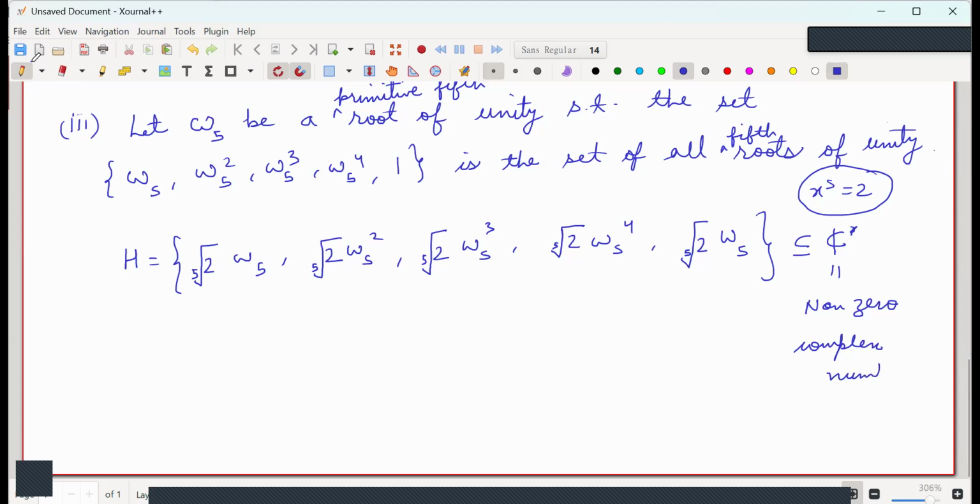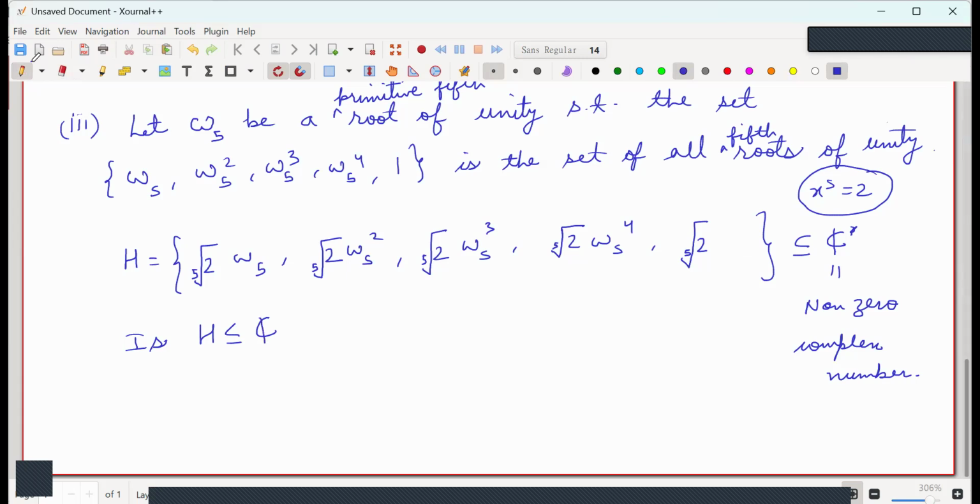So can anyone tell now, is it a subgroup? Sir, one doubt. In the set H you wrote, the last element should be simply the square root of 5? Yes, you are right. Thank you, Manu.